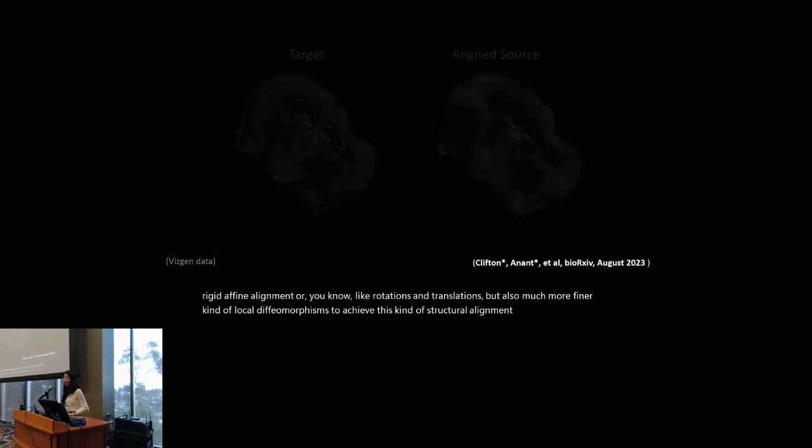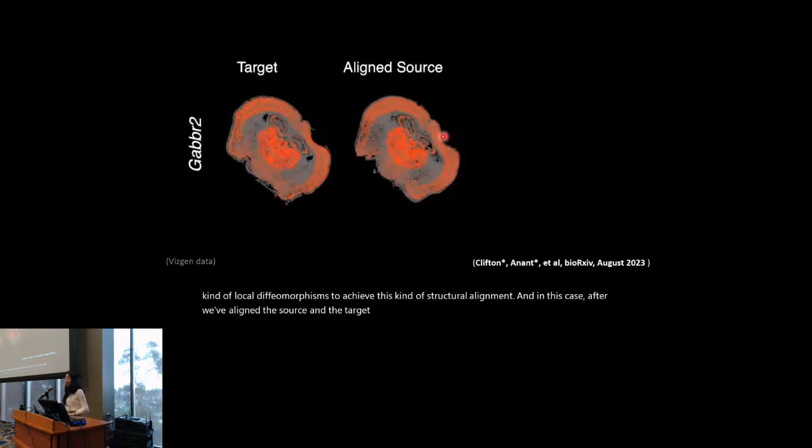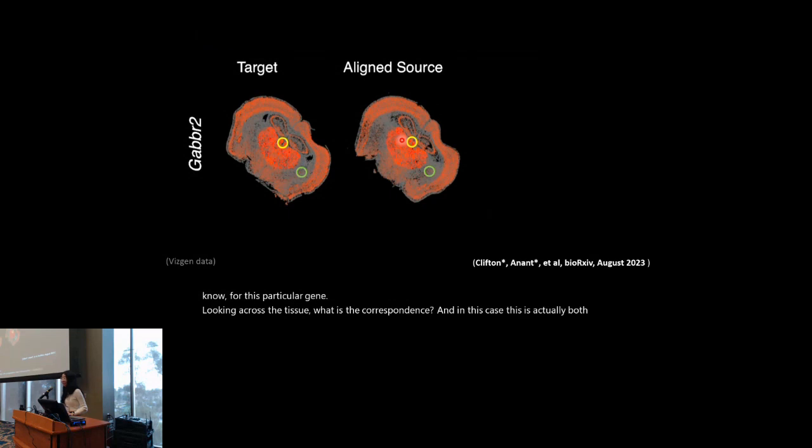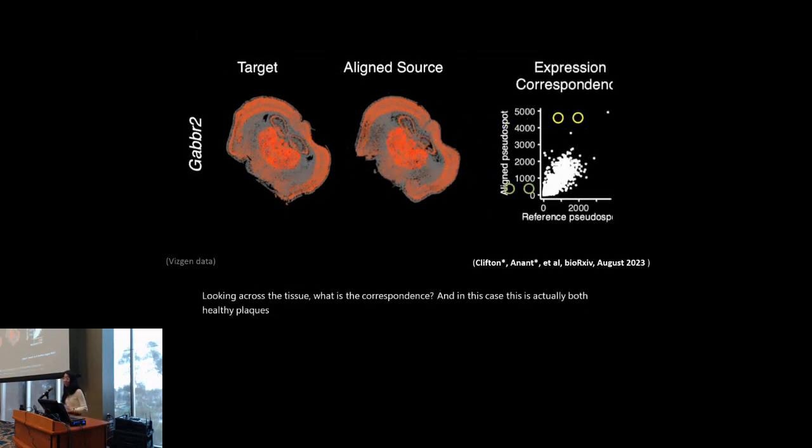In this case, after we've aligned the source and the target, we can begin asking questions like, for this particular gene, looking across the tissue, what is the correspondence? In this case, these are both healthy black 6 female mice. So indeed, we find a very high transcriptional correspondence for all the genes assayed, and we can see that in these correlation plots.